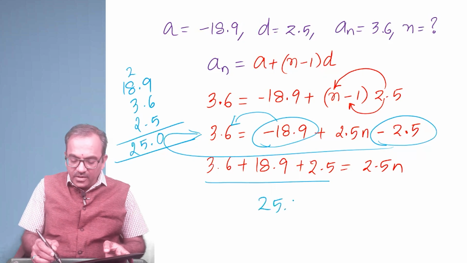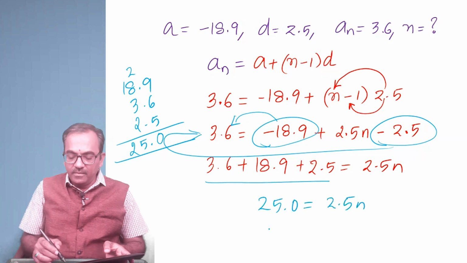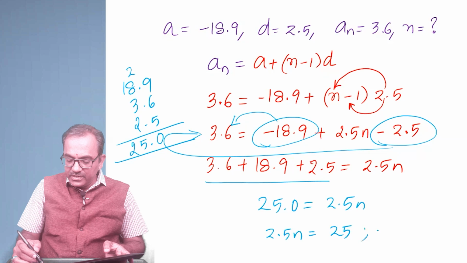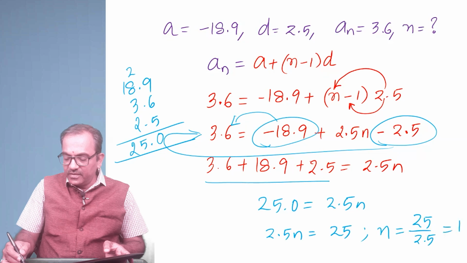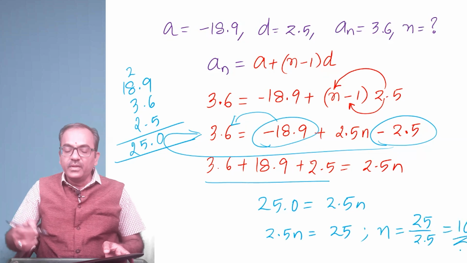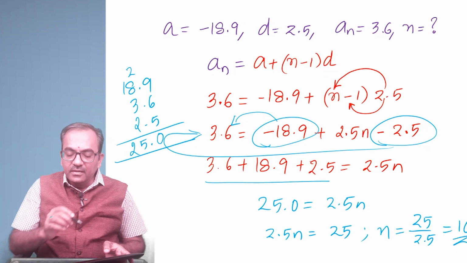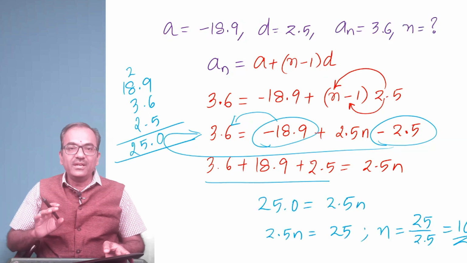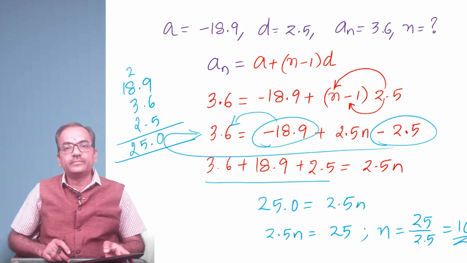So it is 25.0 is equal to 2.5n, or 2.5n is equal to 25, which implies n is equal to 25 by 2.5, which is equal to 10. Therefore, the 3.6 whatever we have is the 10th term of the given progression. This is how we conclude the things.